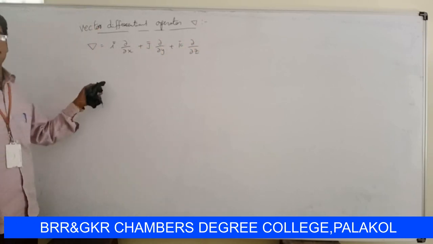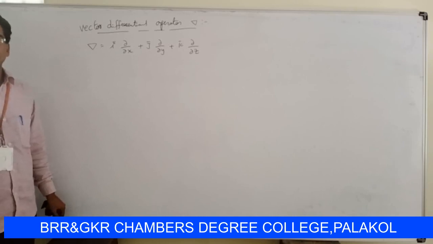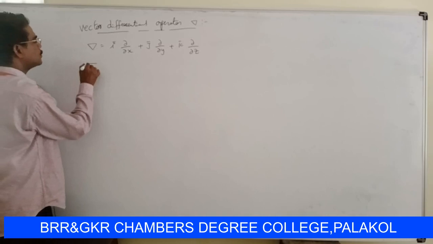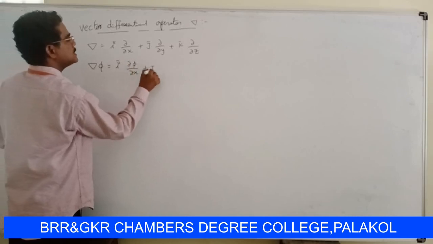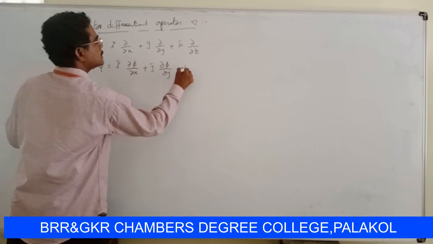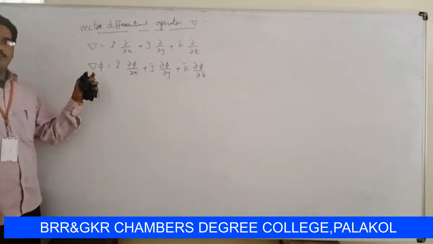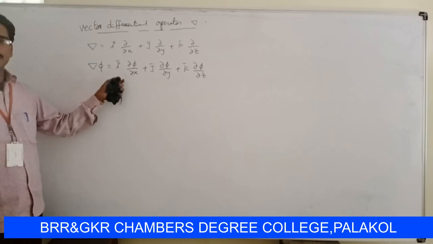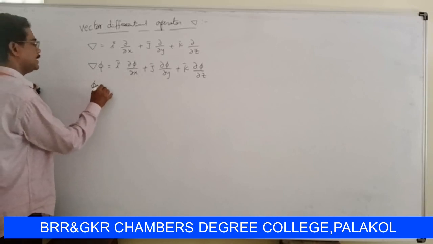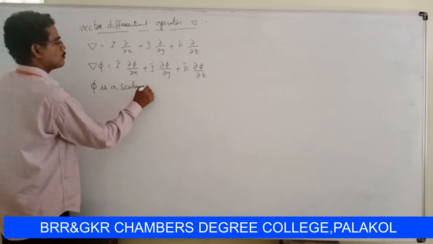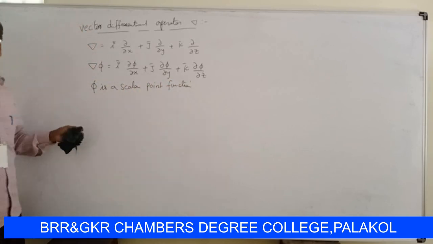The operator del equal to i dou by dou x plus j dou by dou y plus k dou by dou z is defined such that del pi equal to i dou pi by dou x plus j dou pi by dou y plus k dou pi by dou z, where pi is a scalar point function.